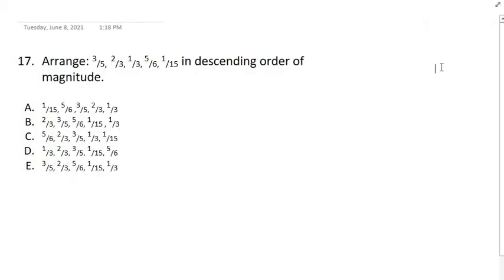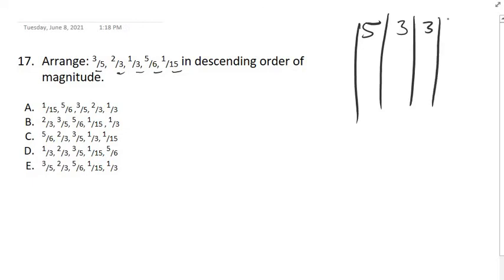Arrange in descending order of magnitude. Descending order simply means from the biggest to the smallest. But if you look at these fractions, they don't have the same denominator, so comparing at times might be difficult. The first thing you need to do is to make them have a common denominator. To do that, we look for the LCM of their denominators. We have 5, 3, 3, 6, and 15.